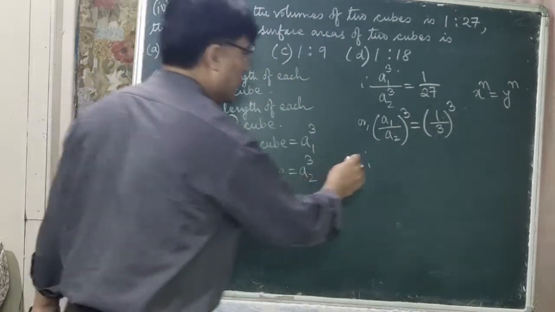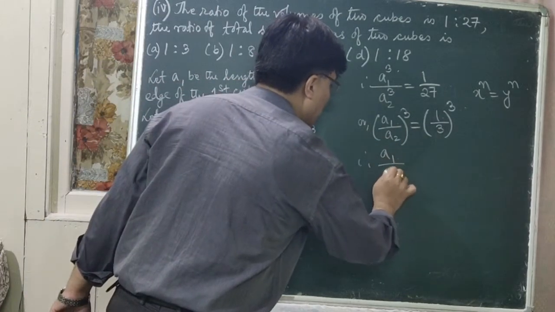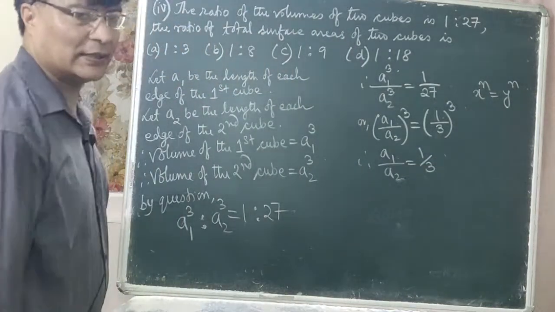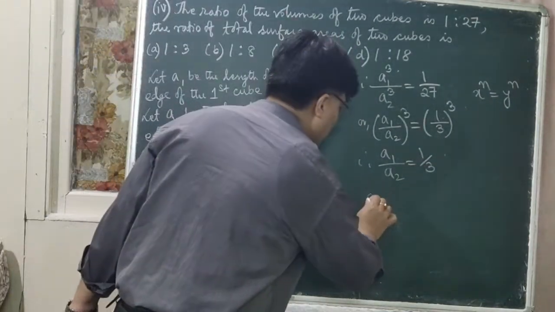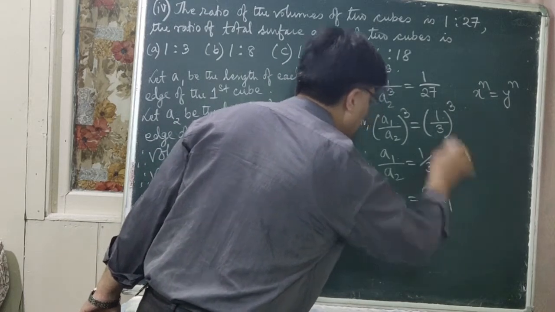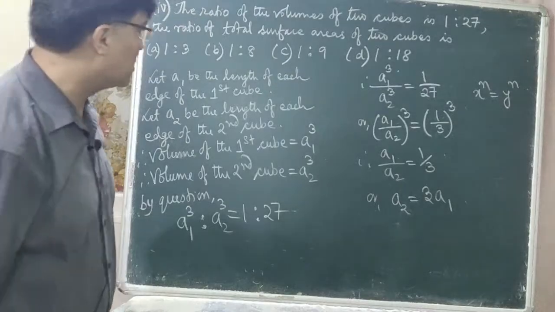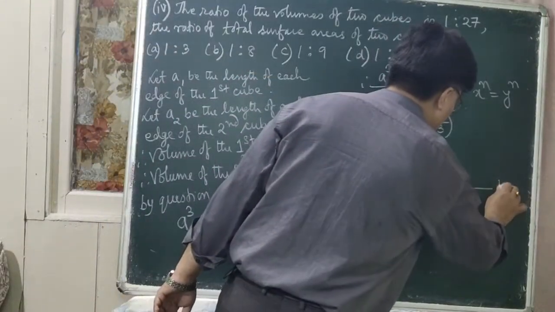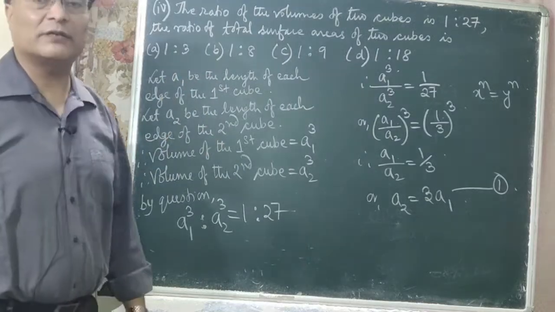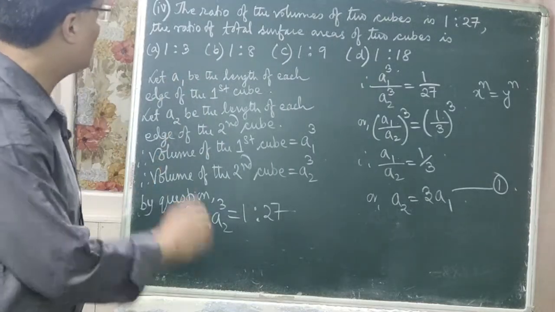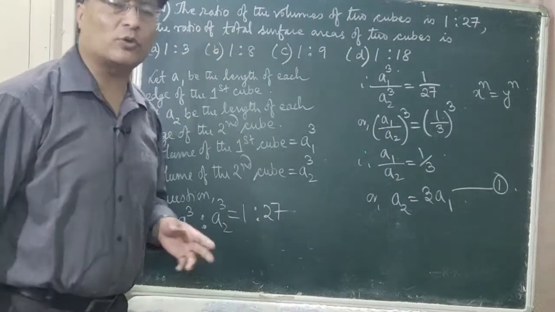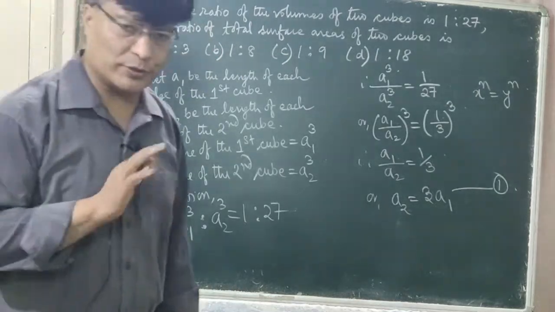Bases are equal. That is A1 upon A2 is equal to 1 upon 3. Is that clear? So we can cross multiply it. So A2 is equal to 3A1. So we got this relation from the first given condition. Now what is to be calculated? You have to find out the ratio of the total surface area of the two cubes.